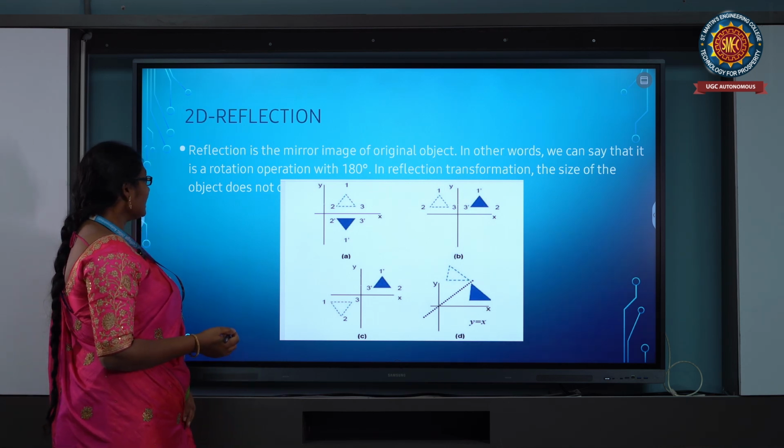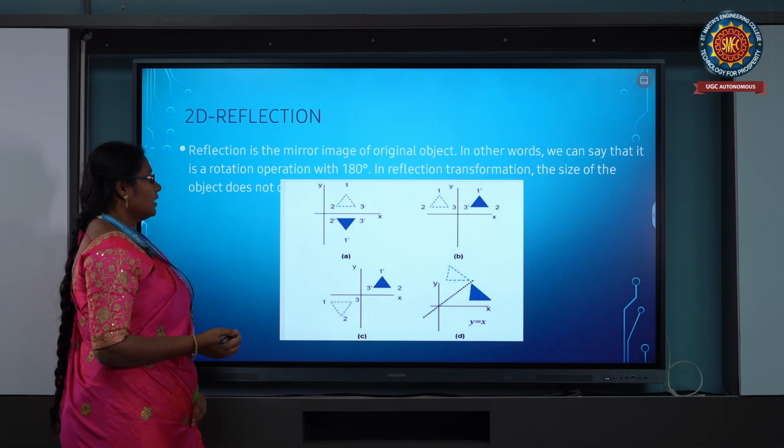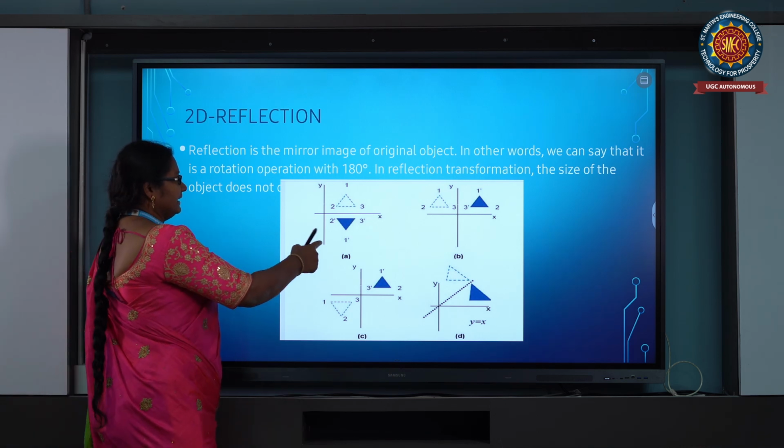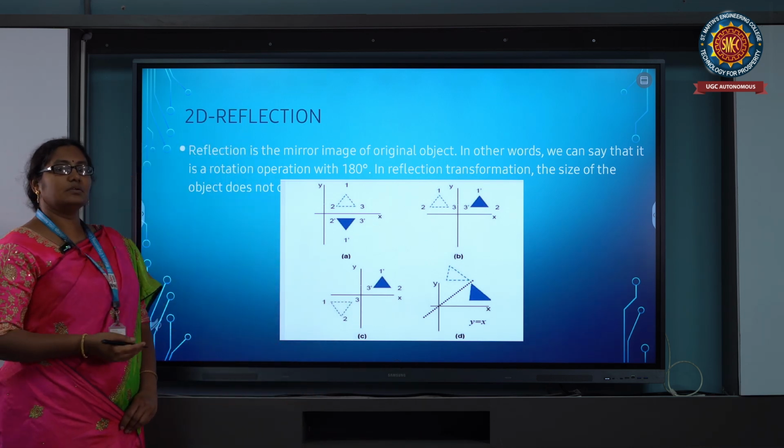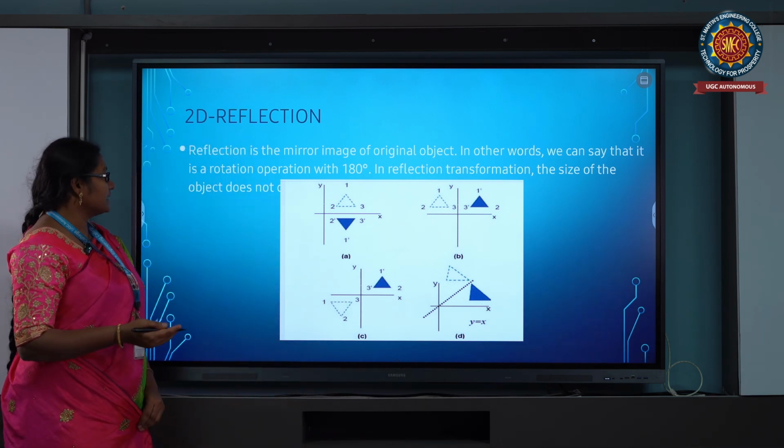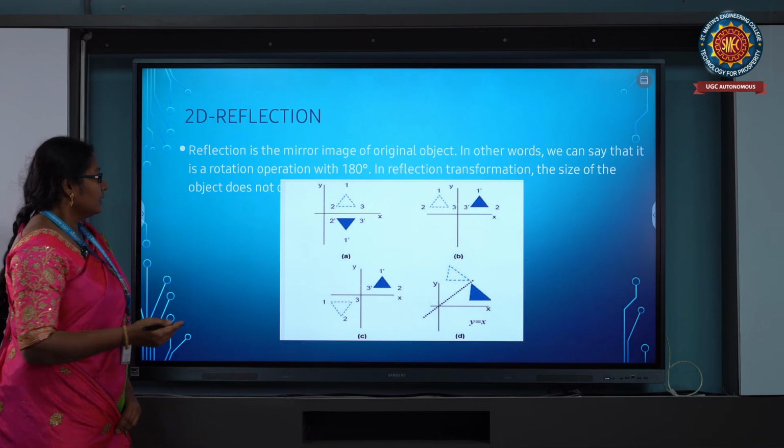And this is a rotation operation with 180 degrees. So in reflection, we are changing the orientation of the object.